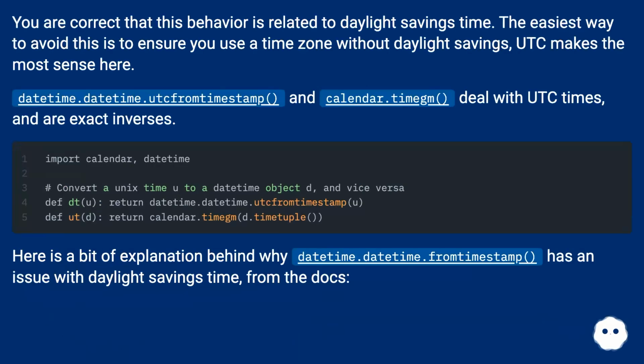You are correct that this behavior is related to daylight savings time. The easiest way to avoid this is to ensure you use a time zone without daylight savings. UTC makes the most sense here. datetime.datetime.utcfromtimestamp and calendar.timegm deal with UTC times and are exact inverses.